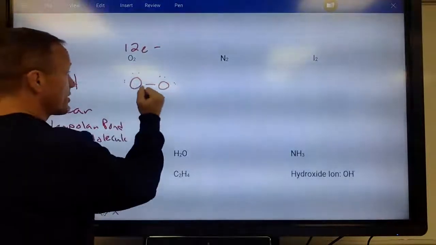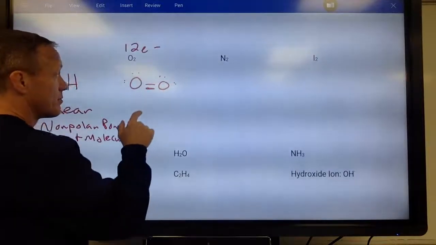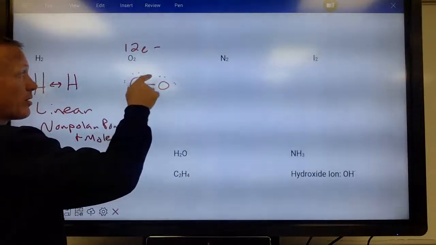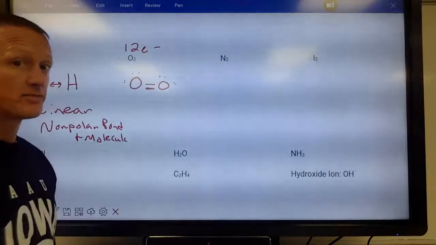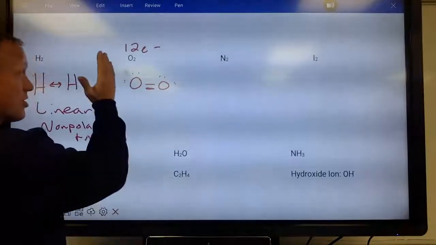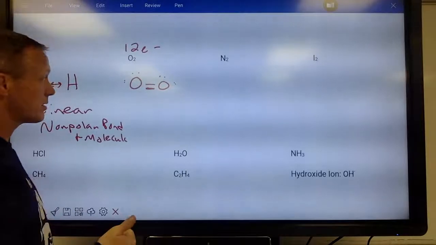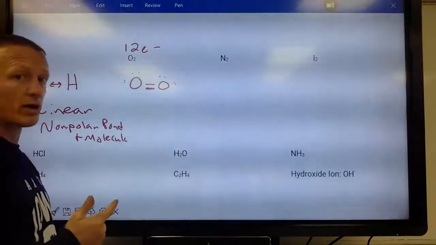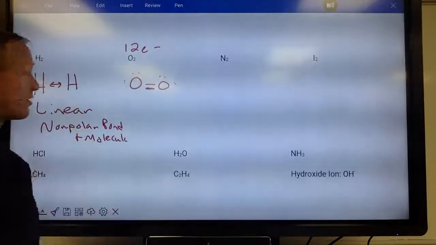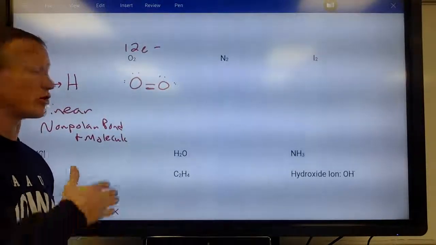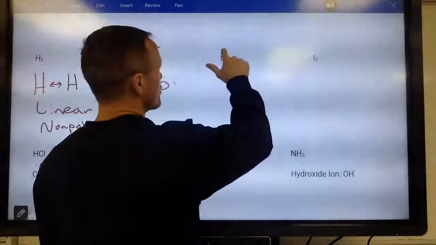So I've got to erase and put a double bond in. So we have unshared pair, unshared pair, shared pair, shared pair, unshared pair, unshared pair. So we should have used 12 electrons. Shape is still linear, still equal distribution of charge on each side. Nonpolar molecule, nonpolar bond. By the way, double bonds are shorter and stronger than single bonds. They have a higher bond energy. It takes more energy to make these bonds break than it does those. Shorter and stronger.